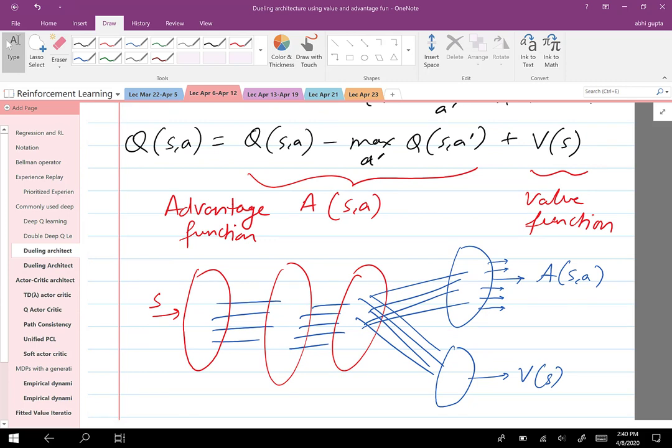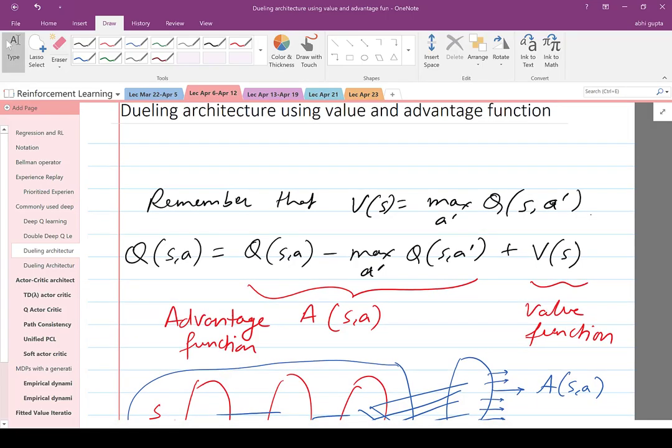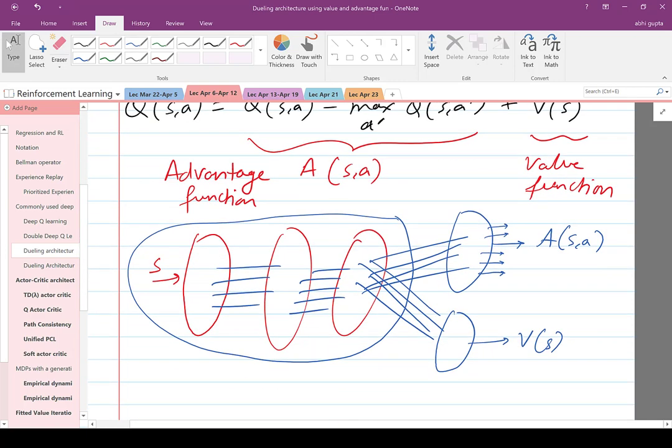So some part of the neural network for the estimate of the advantage function and the value function is the same. Okay, so this part is the same, whereas in the final layer or final few layers, you separate the two networks and you compute the advantage function separately from the value function. Okay, so this is known as dueling architecture, because it gives you advantage function and value function. And then you apply the usual reinforcement learning techniques to compute the optimal advantage values and optimal value function.